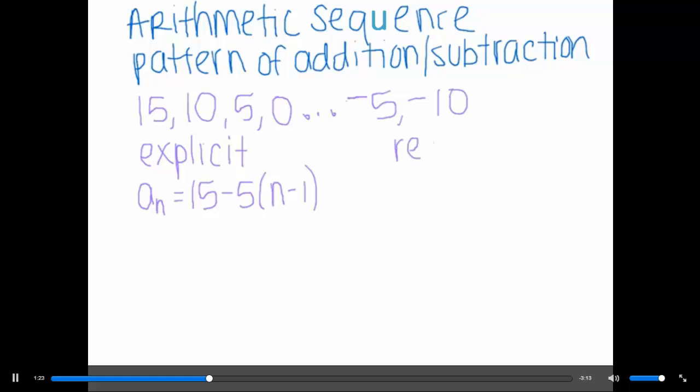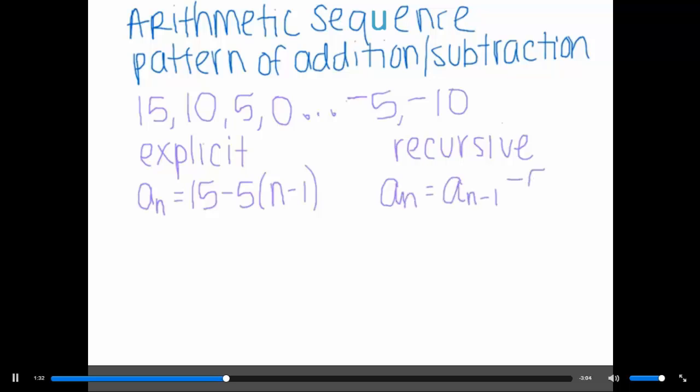Okay, the recursive rule would be that a sub n equals the term before it minus 5. Okay, and don't forget to define the first term.